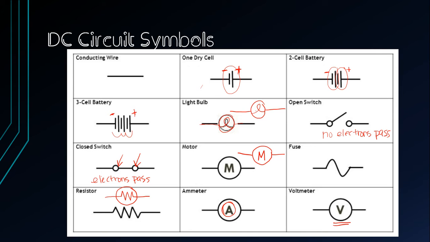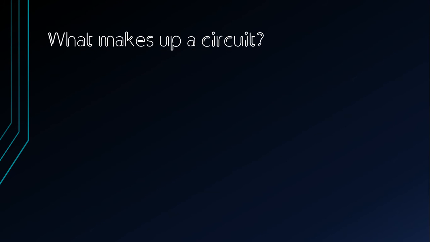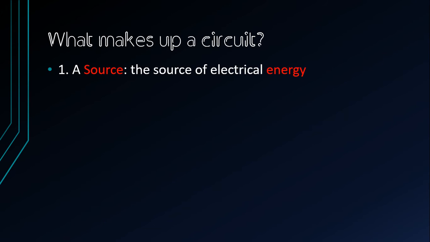Okay, so far so good? I hope so. We're going to use all of these symbols and put them together when we start to draw stuff. So what makes up a circuit? There are 4 things, and this is really important, so put a star next to this. We really want to make sure we understand this so that when we're putting our own circuits together, we have all these parts.